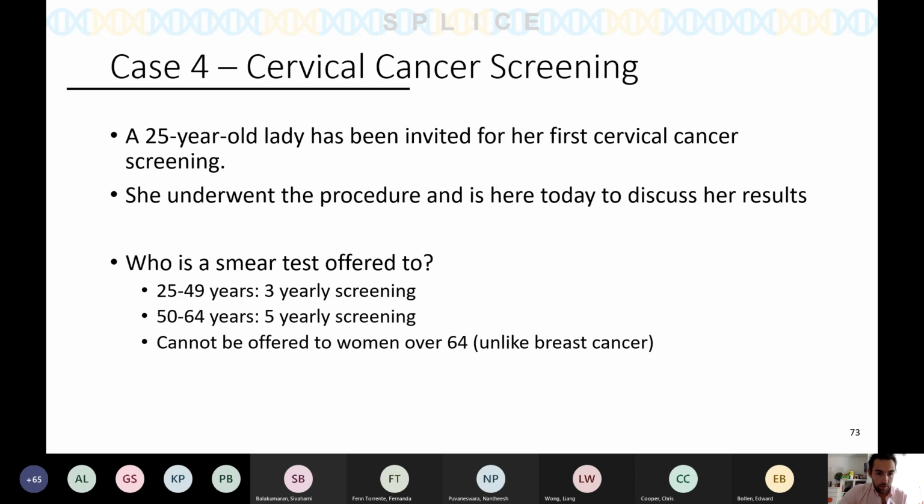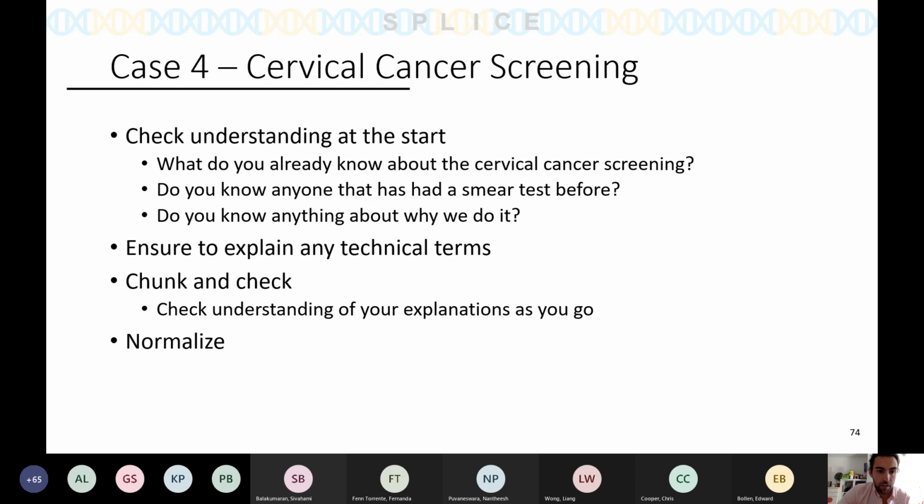So 25 to 64. One important thing to remember as well is the difference: you get 3 yearly screening as opposed to 5 yearly screening during those different age brackets. And also, they don't offer it to women over 64. You can't request a cervical cancer screen, whereas with breast cancer, you can. I guess because by that point, the risk is probably so low, it's just not worth doing. But anyway, we'll move on.